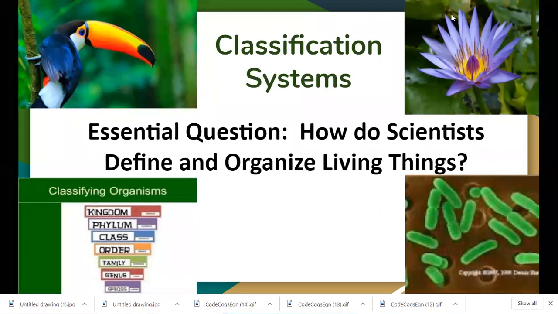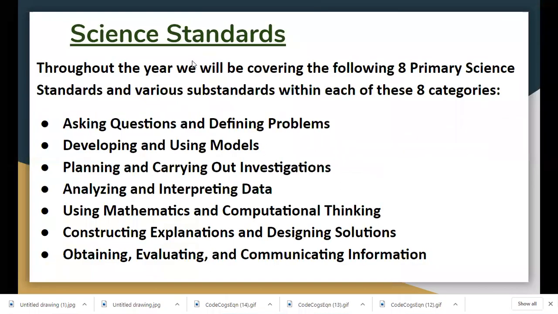So we're still on the same essential question: how do scientists define and organize living things? So today we're going to be talking about the left corner here. That is where we are going. So here again are the science standards that you will be graded on, that you will need to know. These are the same science standards through the year. So we will move on from there.